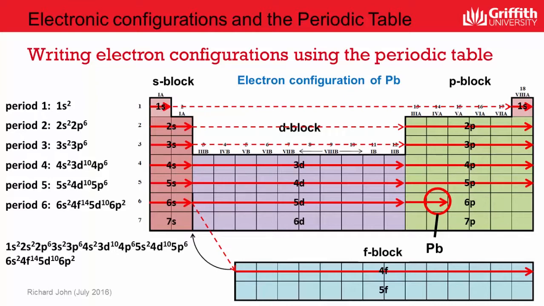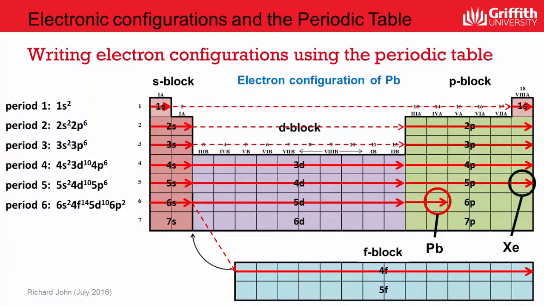And of course, we know we can write a condensed version of that electron configuration by locating the noble gas immediately preceding lead on the periodic table, and that is xenon over here on the right-hand side. So we can write down the xenon core. We put xenon in square brackets, and then all of the remaining electrons: the xenon core, then 6s2, 4f14, 5d10, 6p2, those outer electrons corresponding to period 6.